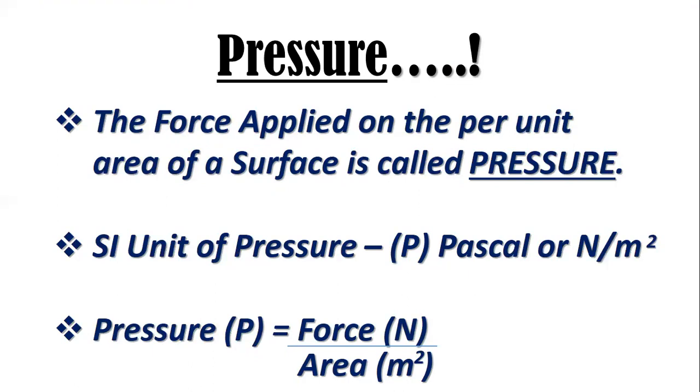So what will we talk about now? Pressure is denoted by P, and its unit is Pascal. It is equal to force upon area. Force is calculated in the SI unit of Newton, that is N, I already told you, and area is in the unit of meter square. Yes, we study in maths that area is always calculated in the meter square unit.